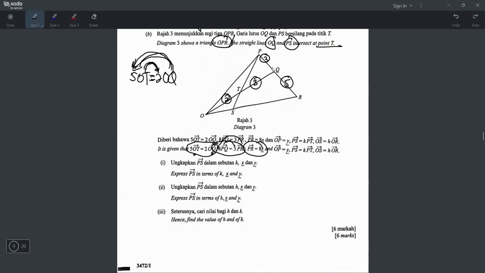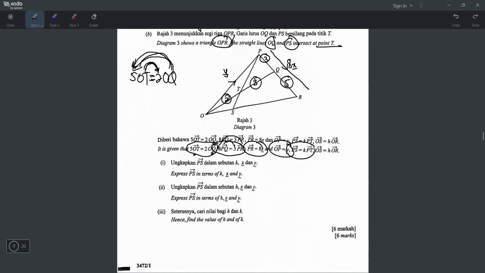Okay, now PR is 8x. You should label this. So PR, I will draw an extra line here, and then the arrow has to point towards R, because this is a vector question. That means the direction is very important. So that's why you have to do the arrow. Okay, next one, OP is Y. So OP means the direction has to point at P, and then the vector is Y.